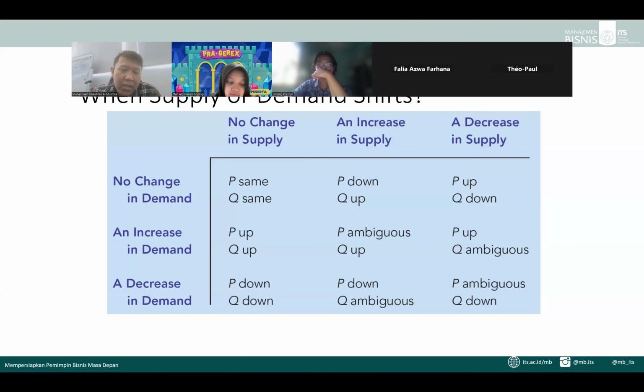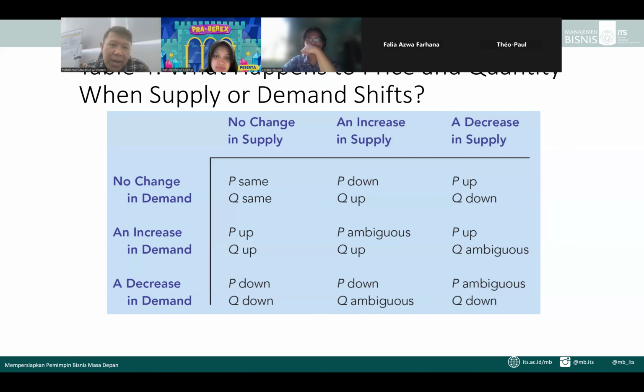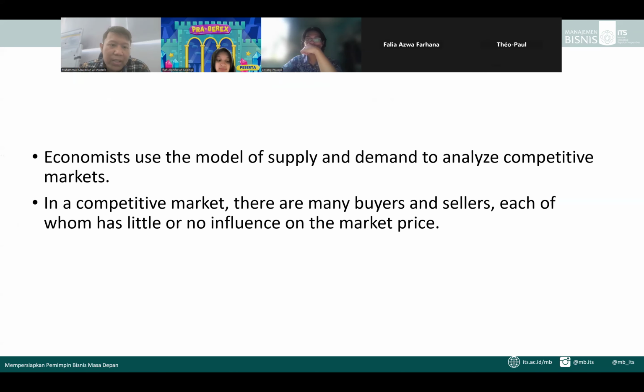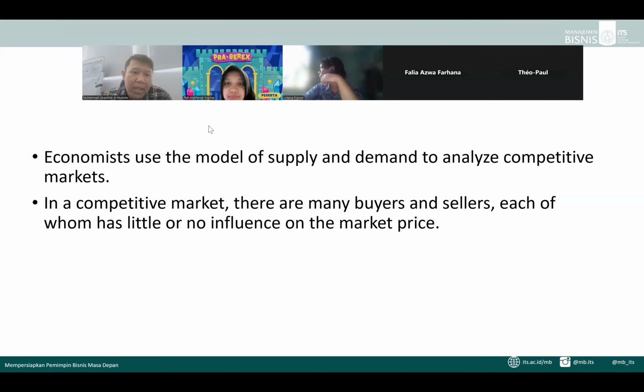So this will summarize the interaction and the shift of the demand and the supply curve, and you can practice on this. So this is the summary. Economists use the model of supply and demand to analyze competitive markets. In a competitive market, there are many buyers and sellers, each of whom has little or no influence on the market price. Because we have many buyers and many sellers, one individual, whether buyer or seller, cannot have an influence on the market price.